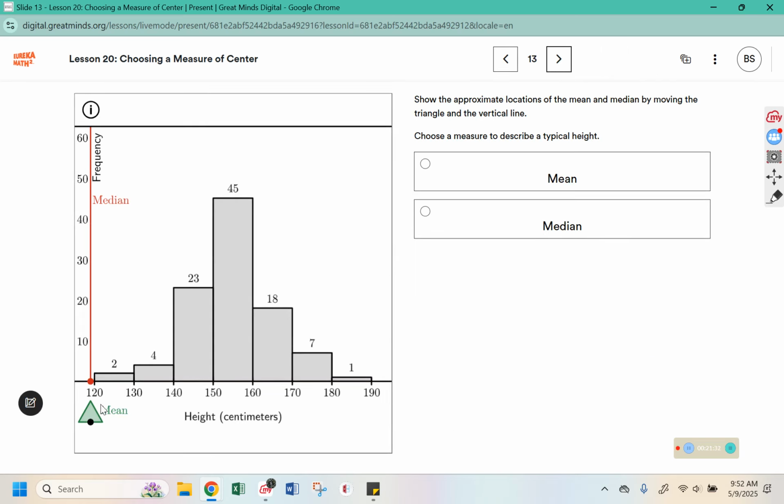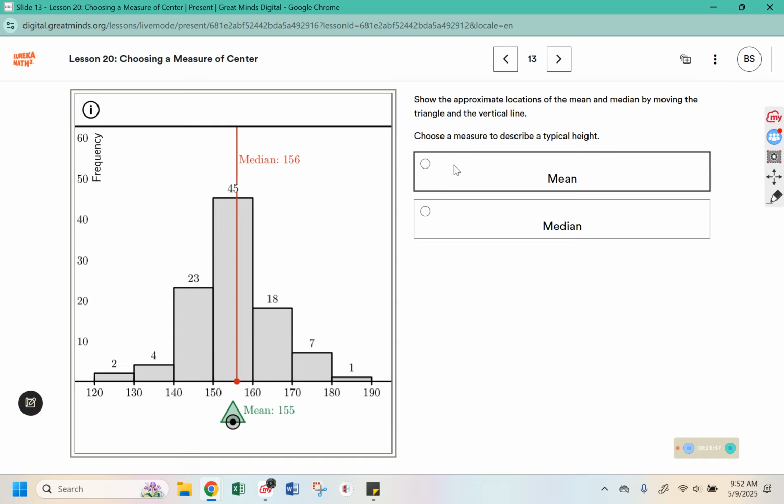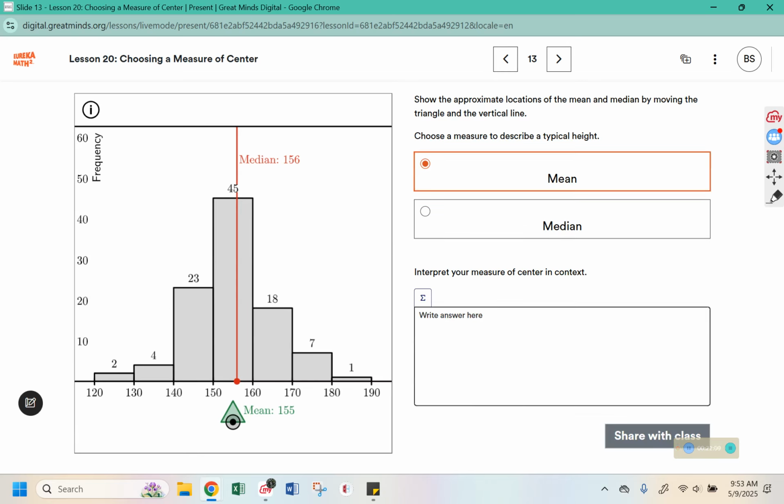Approximate the median and the mean. Since it's approximately symmetric, they should be similar in location. Maybe not exact, but they should be pretty close. Both of them describe this well, but with the symmetric, I might go with the mean. And it says interpret what it is in the context.